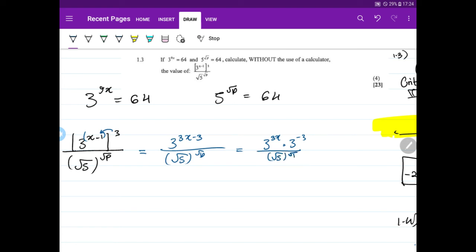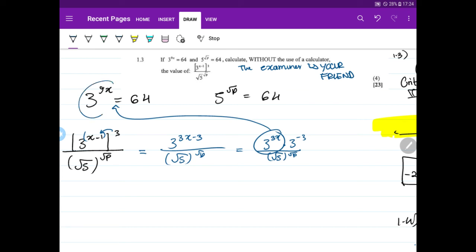Now the key here is to make a link between this and the given information. The examiner is your friend, right? Guys, your friend. Yes, it sounds so false, like I'm lying to you, but the examiner is your friend. He wants you to solve the problem. Yes, he will hide certain things from you, but not so that you can't find it. You just need to look properly, and look, yeah, it's in there. He gave you the information that you need, that you can use.